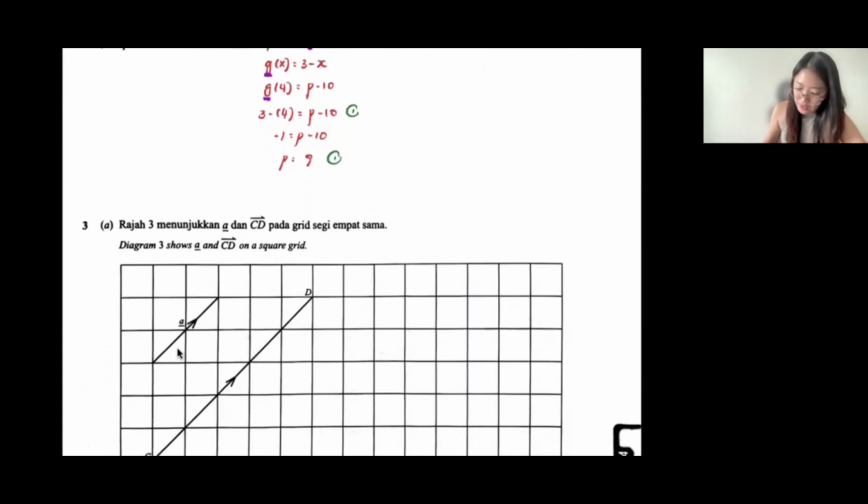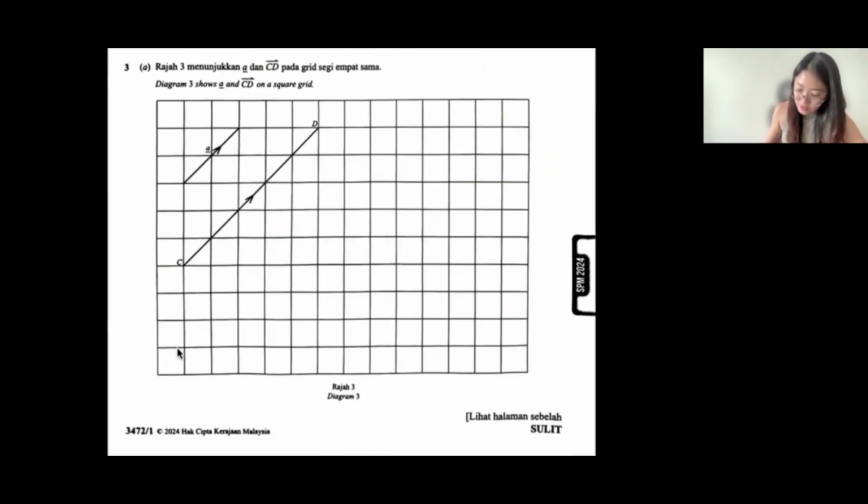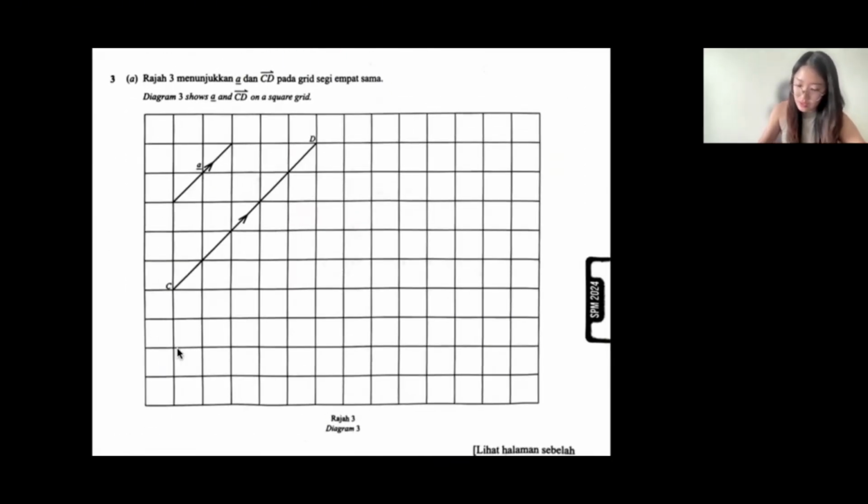All right, question 3. This is vectors. Not very difficult.